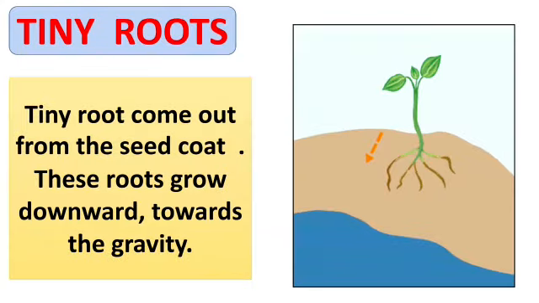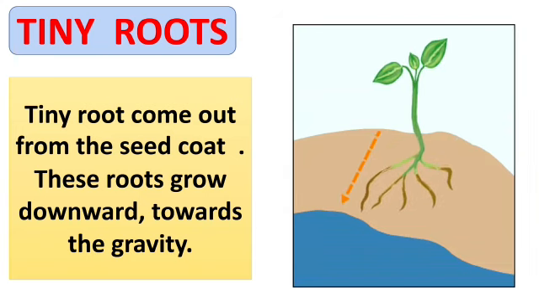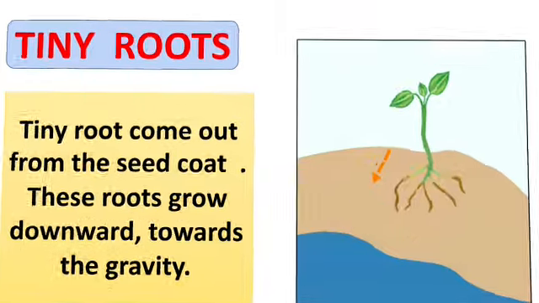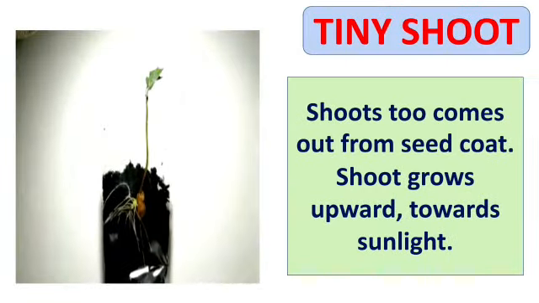Tiny roots come out from the seed coat. These roots grow downwards towards gravity. You can also see it in the picture. Next is the tiny shoot. Shoots come from the seed coat and the shoot grows upward towards the sunlight. See in the picture, you can see the leaves grow in the upward direction towards the sunlight.